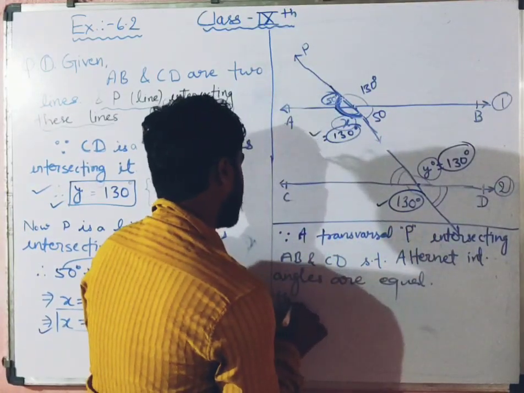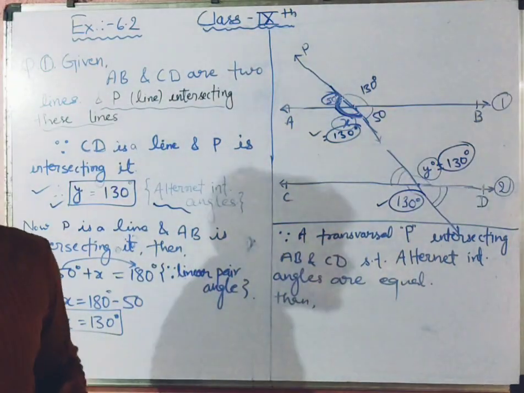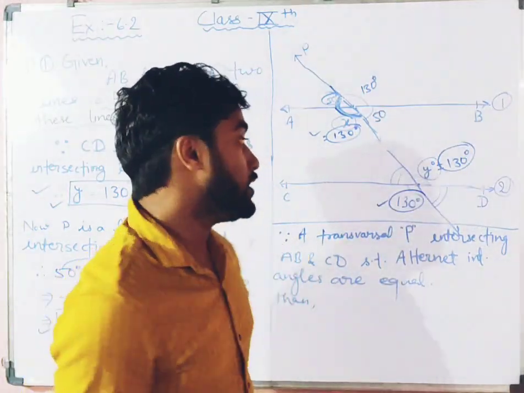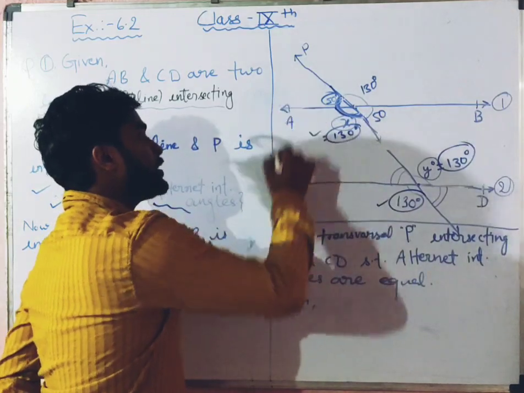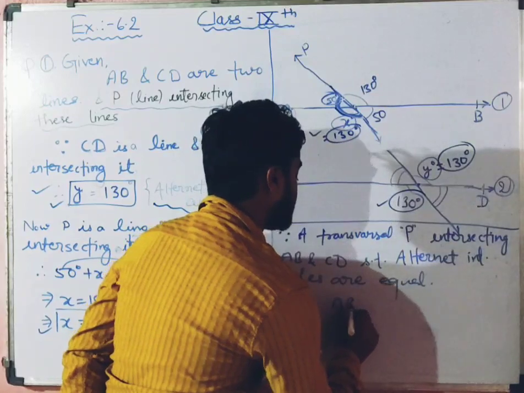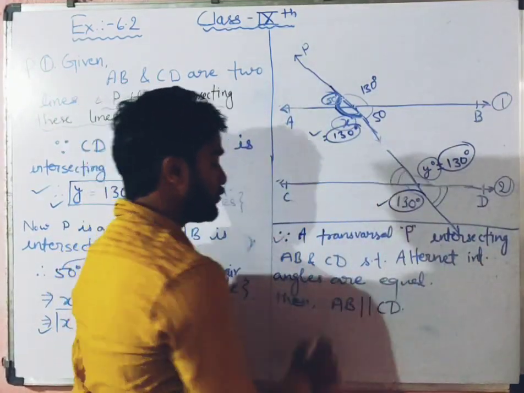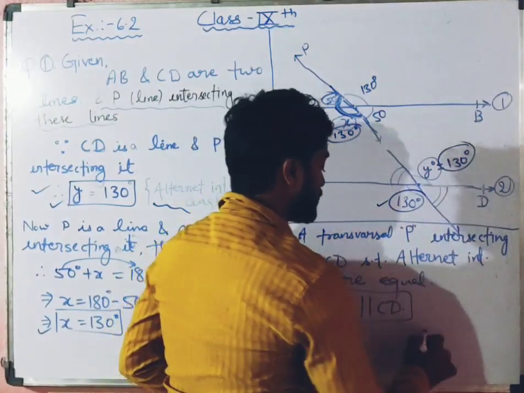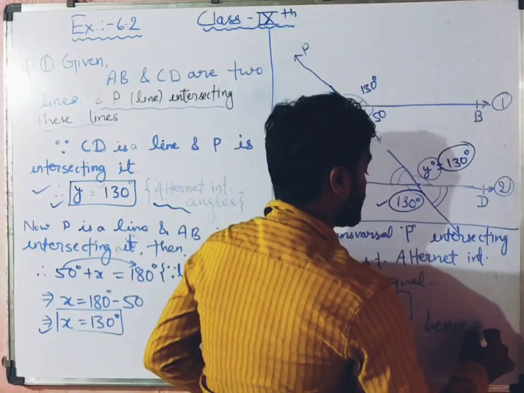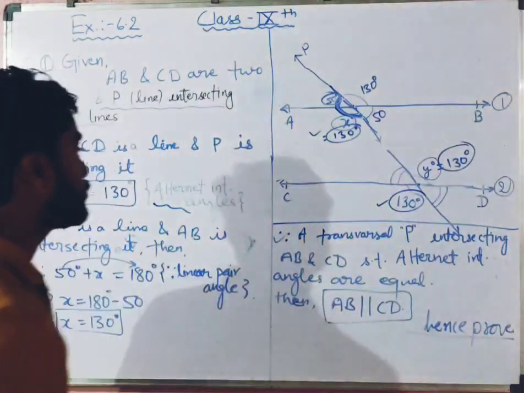then we can say that if two lines are parallel, then alternate interior angles are equal, and here the alternate interior angles are equal, so we can say that AB is parallel to CD. By using this theorem, we can say that AB is parallel to CD. So this is the proof of the third part of the question. We have proved that these two lines are parallel.